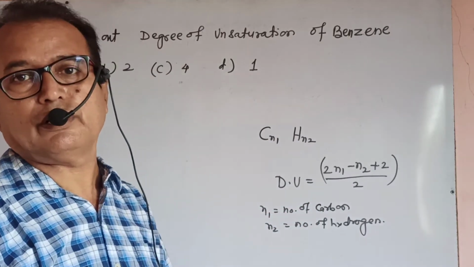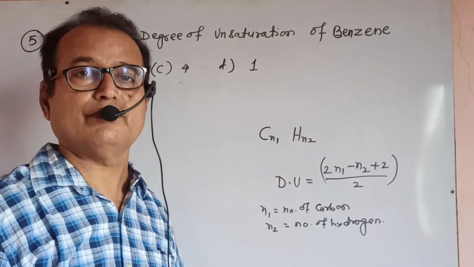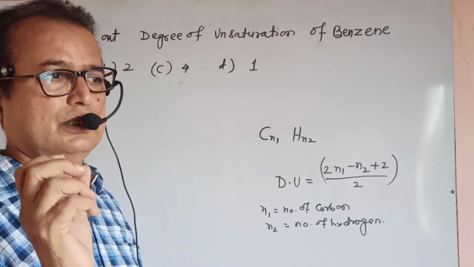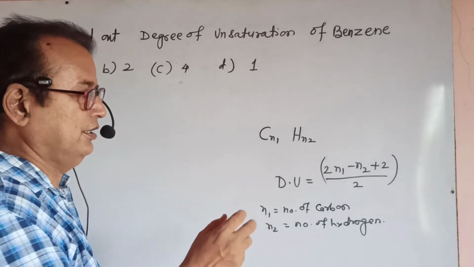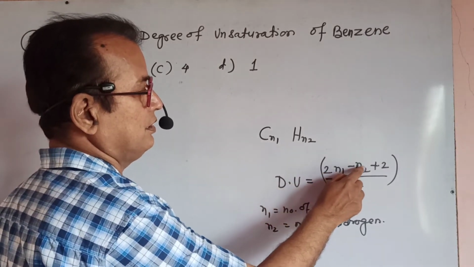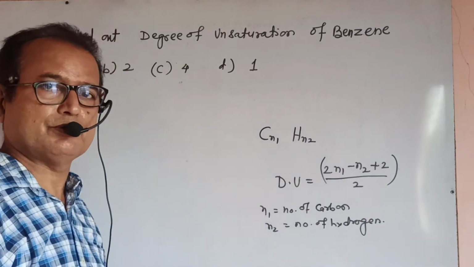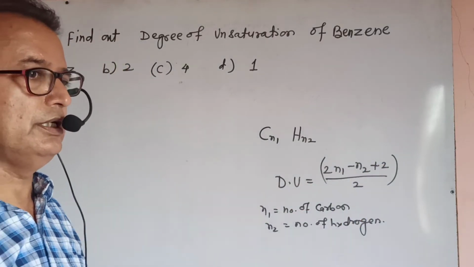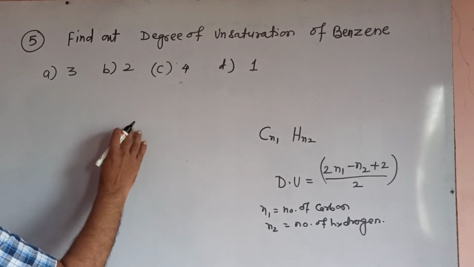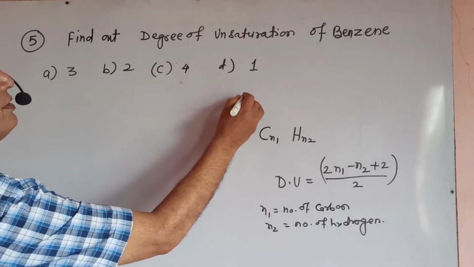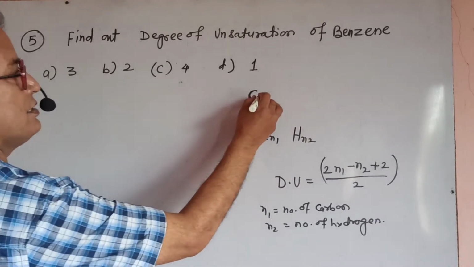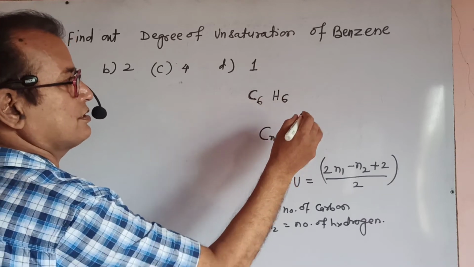If some type of hydrocarbon is there, either cyclic or acyclic, double bonded or triple bonded, there is a formula: (2 into number of carbon atoms minus number of hydrogen plus 2) upon 2. With respect to this, we must know the degree of unsaturation. How many carbons are there in benzene? The molecular formula of benzene is C6H6.